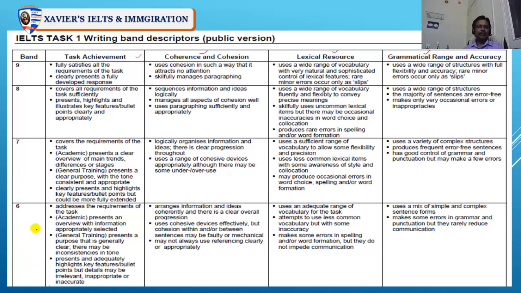For Band 6, what task achievement is saying is: addresses the requirements of the task, and for academic purpose, if you're answering the academic write-up, then presents an overview with information appropriately selected.